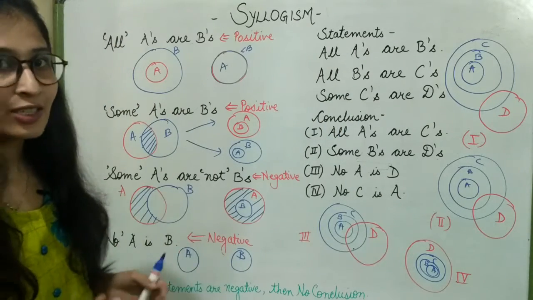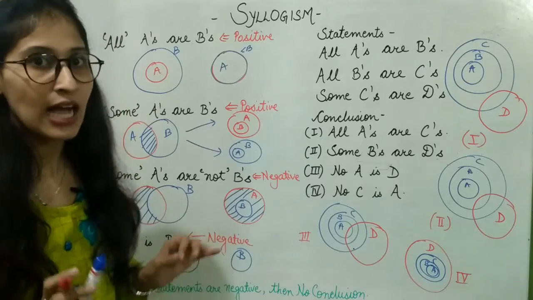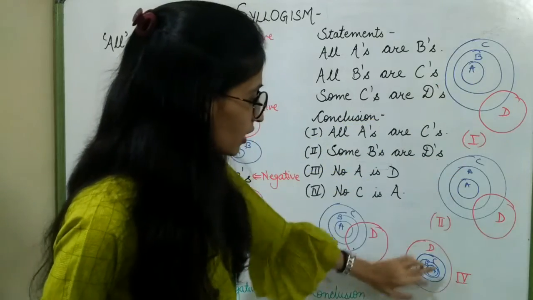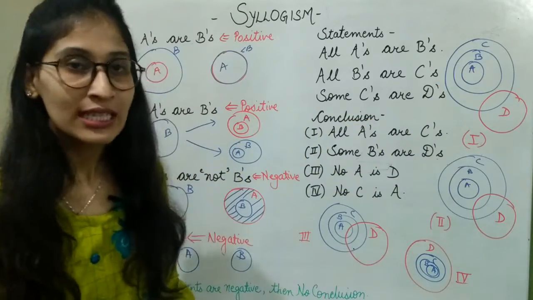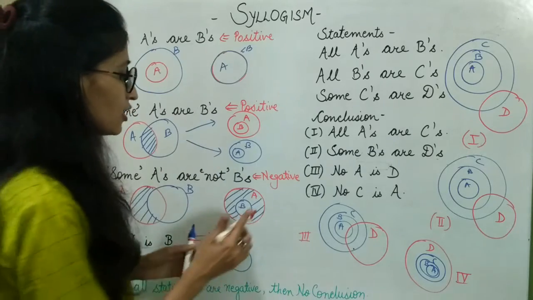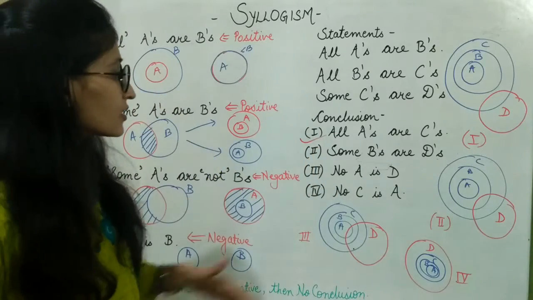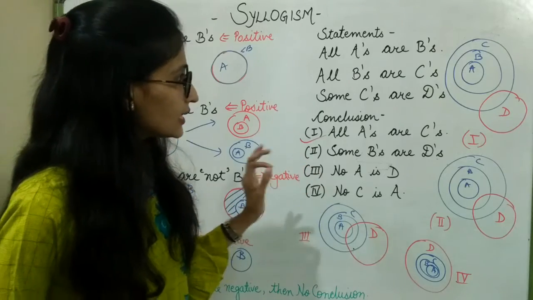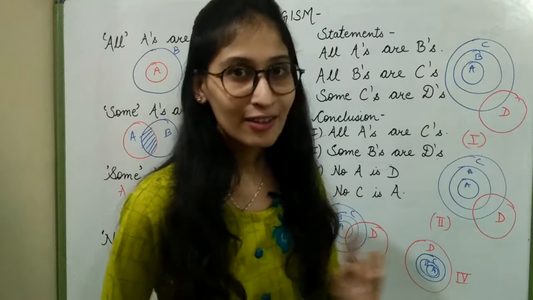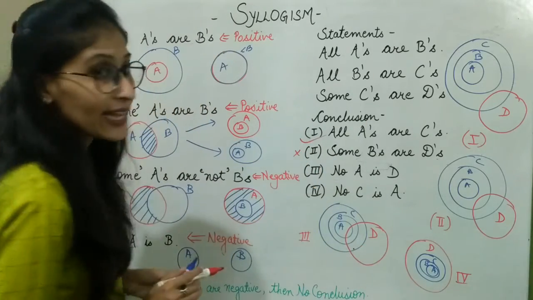Now let's read the conclusions one by one. First conclusion is all A's are C's. So this statement is satisfying all my Venn diagrams. In all four diagrams, all A's are C's. So the first is correct. Second conclusion is some B's are D. But in this diagram, some B are not D. So this is not satisfying my first Venn diagram.